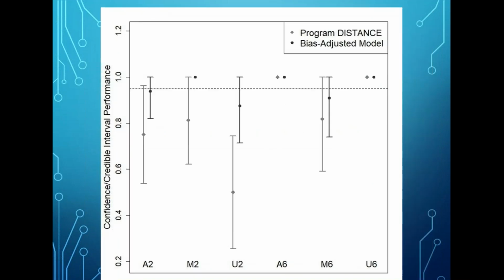We then looked at the confidence and credible intervals. The point estimate might be a little bit off, but you would like the interval it estimates to have the truth somewhere in it. That's the point of a confidence interval. Our model, again, is the one in black, and program Distance is down here. At these lower sample sizes, you can see just how poorly program Distance performs, and how nicely our model performs. So we were really pretty pleased with that.